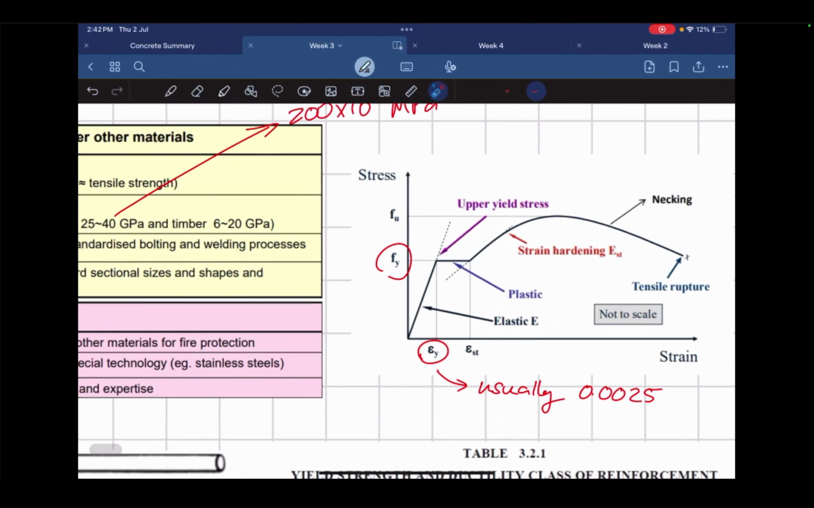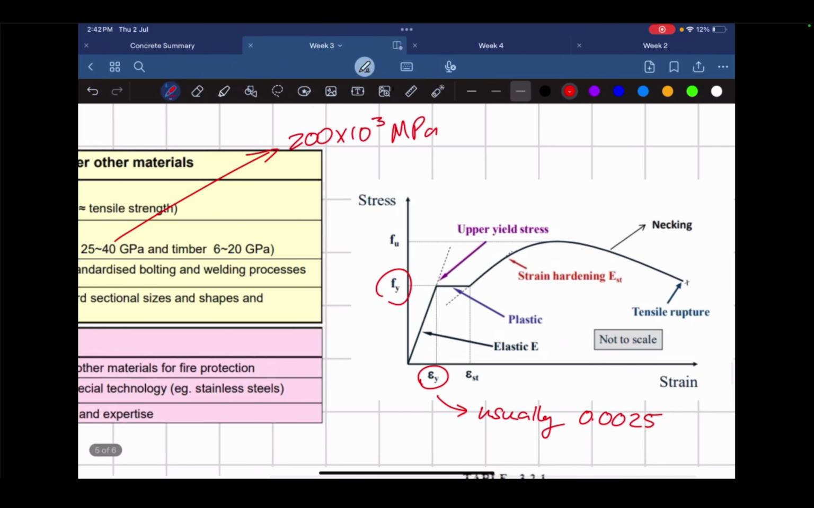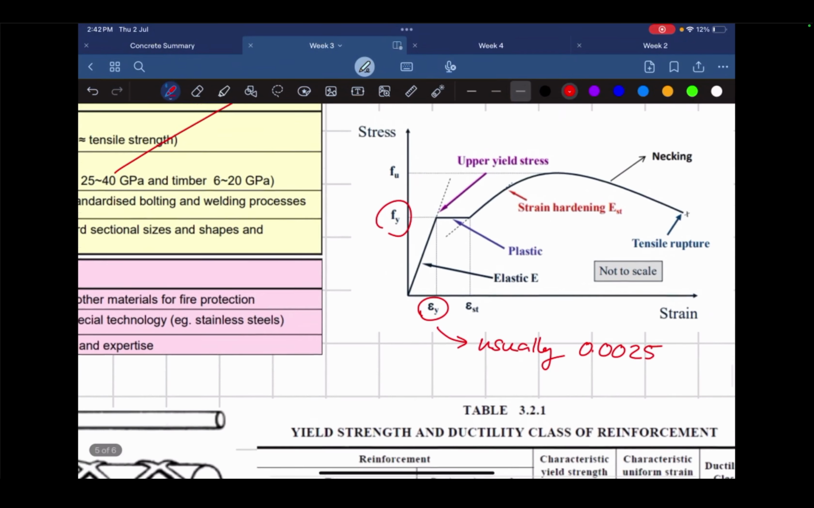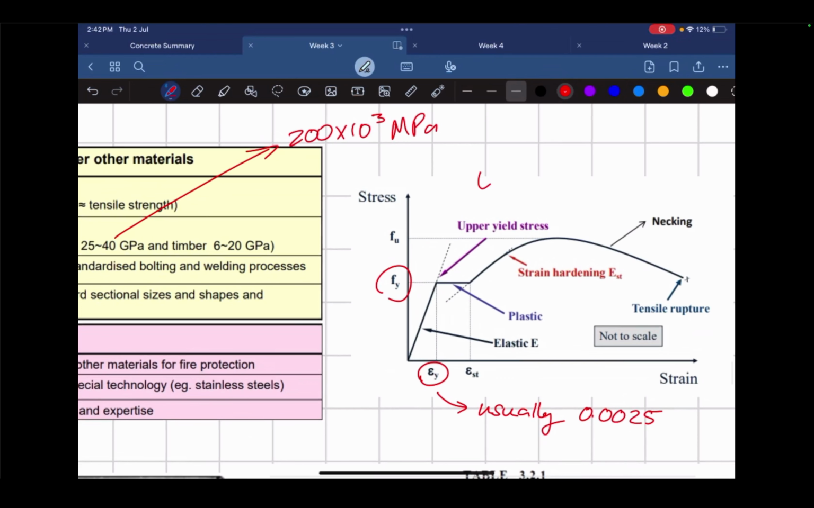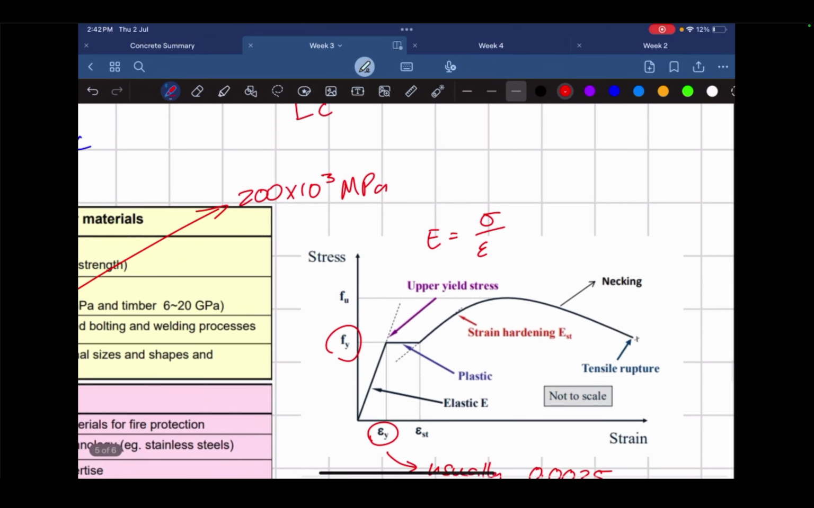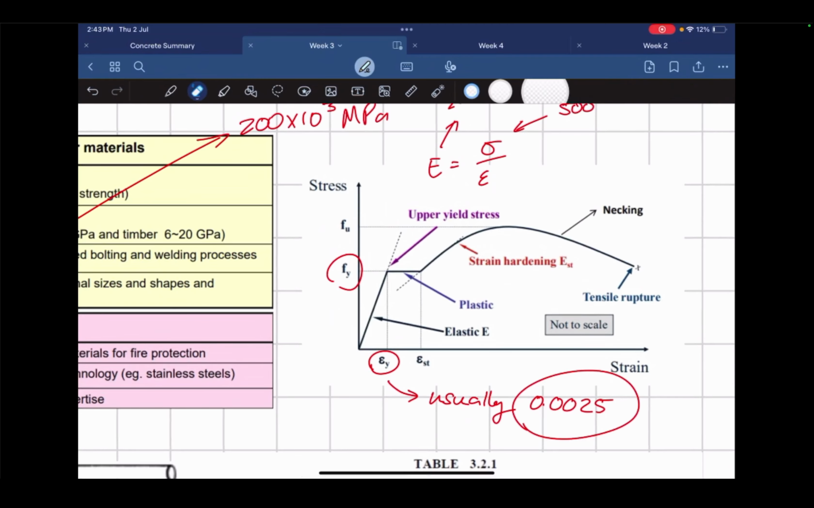What matters is this value. Usually it's 0.0025, because, again, E is this stress over this strain. We said that E is usually 200 times 10 to the power 3 MPa, and your yield stress is usually 500 MPa. So when you rearrange, you get this for your yield strain. This becomes very, very important in the next part of the lab.